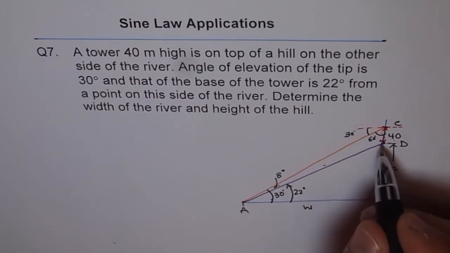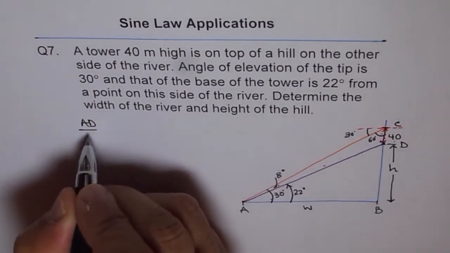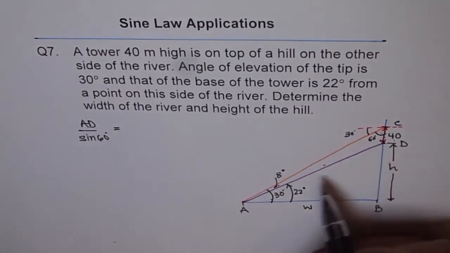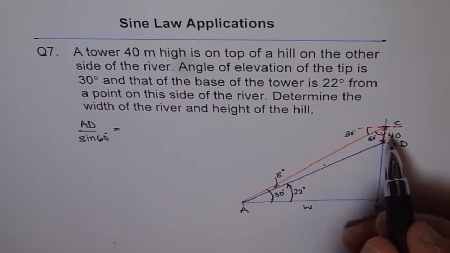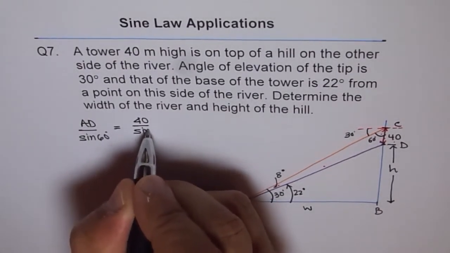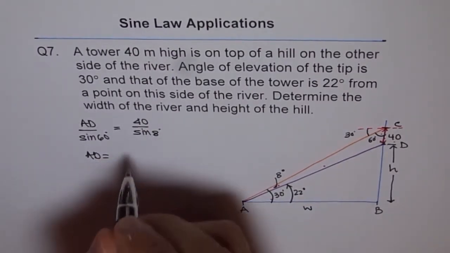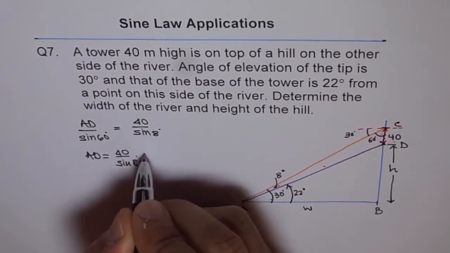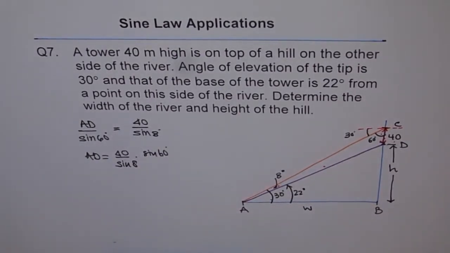So we say AD over the sine of the angle opposite AD, which is 60. So AD over sine 60 is equal to the known height of the tower, 40, over the known angle, sine 8. From here we can find AD, because AD equals sine 60 times 40 over sine 8. Correct? So we can use a calculator and find the answer.